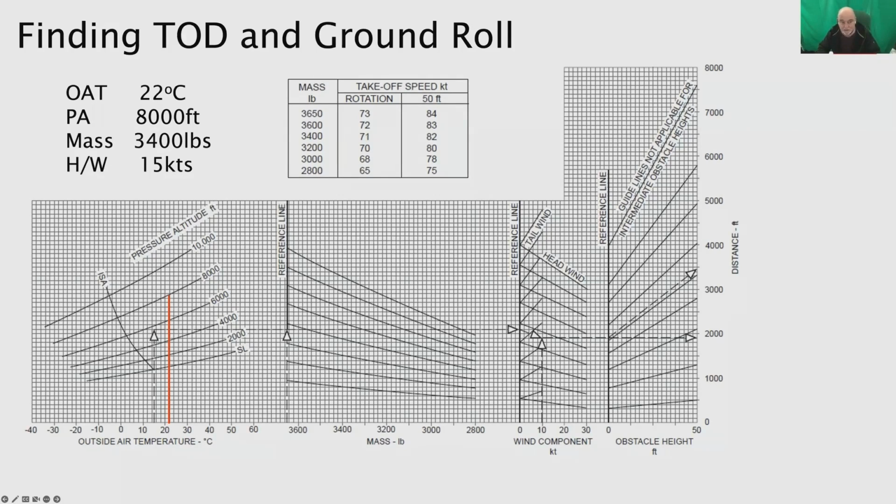So in this case, 22 degrees, pressure altitude 8,000. So I've drawn from 22 degrees up to 8,000 feet. We then go to the next piece of data, which is 3,400 pounds.